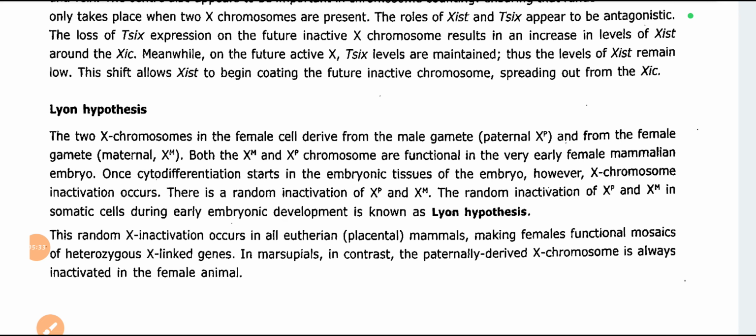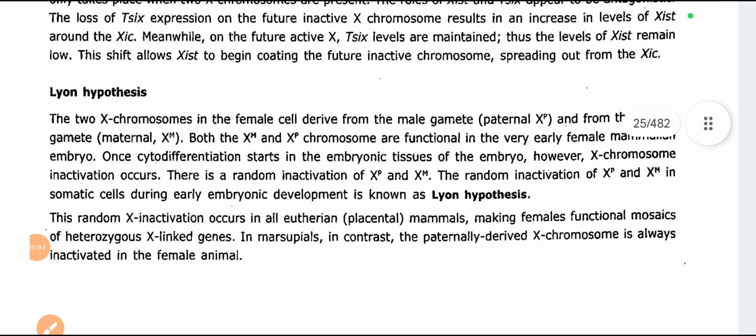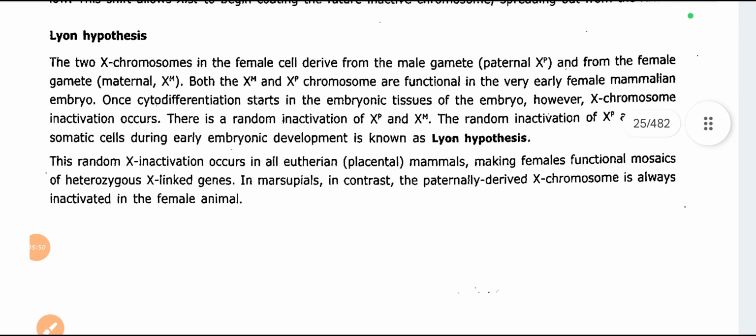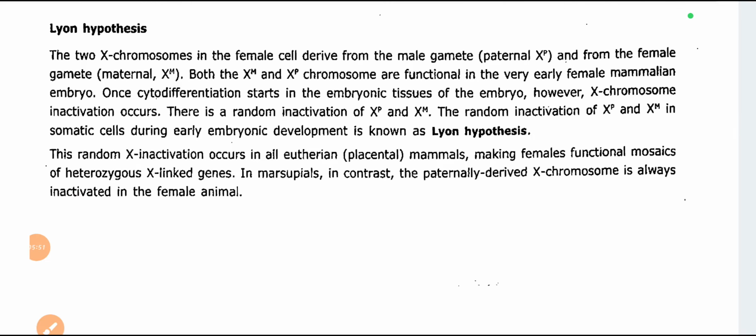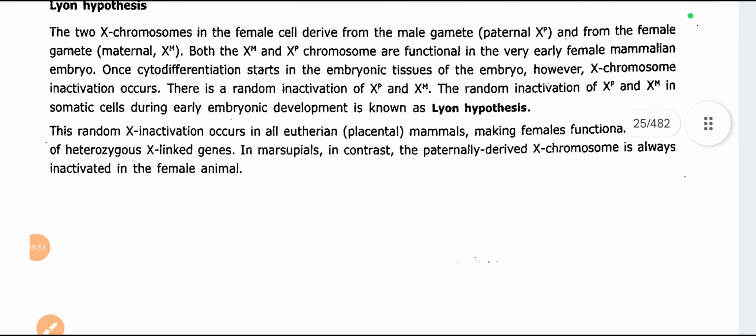This shift between XIST and TSIX allows it to begin coating the future inactive chromosome, spreading out from the XIC. So when XIST is high, it will coat the X chromosome, making it inactive. Next is Lyon's hypothesis.